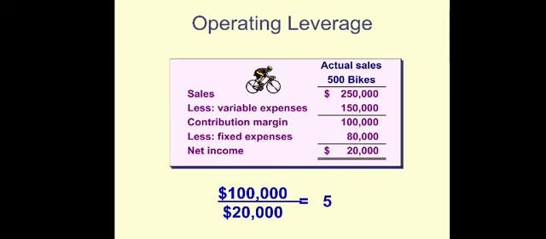So this is the bicycle company. So the operating leverage is contribution margin divided by the net profit or net income. So for this bicycle company, the contribution margin is 100,000 divided by the net profit, which is 20,000. So the operating leverage for this company is 5.